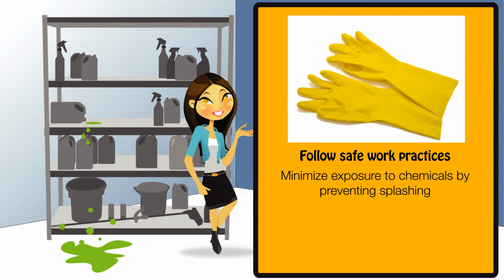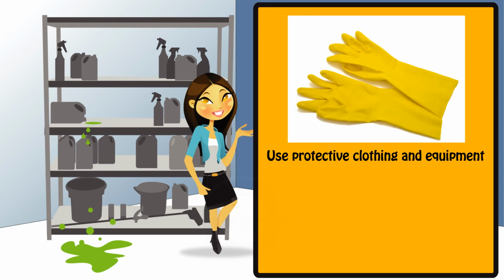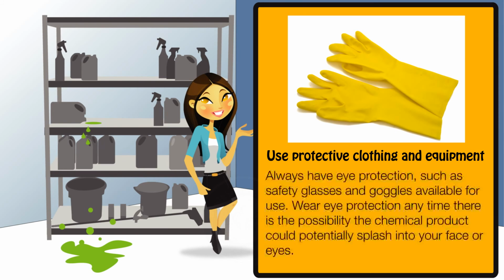Minimize exposure to chemicals by preventing splashing. Store chemicals on lower shelves to avoid the risk of spills. Use protective clothing and equipment. Always have eye protection, such as safety glasses and goggles, available for use. Wear eye protection anytime there is the possibility the chemical product could potentially splash into your face or eyes.